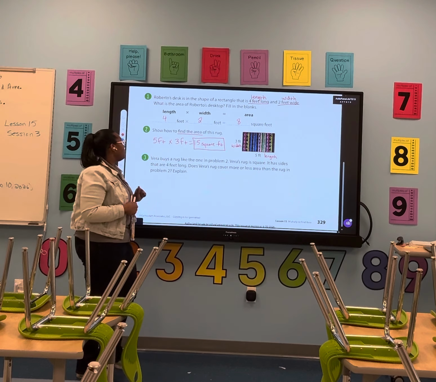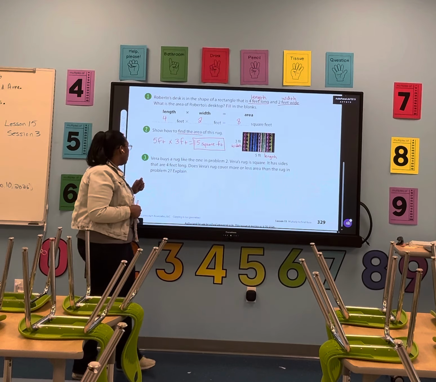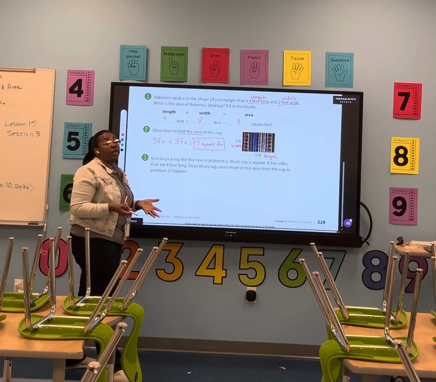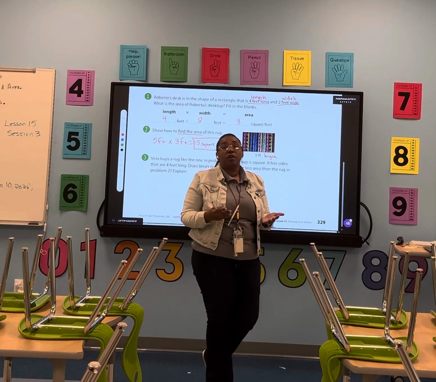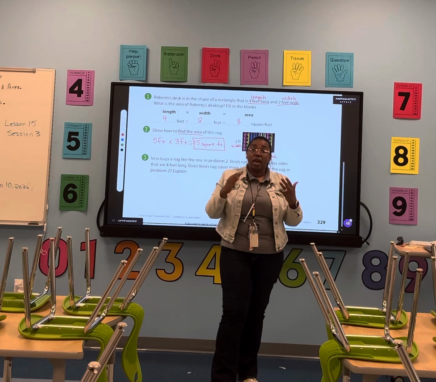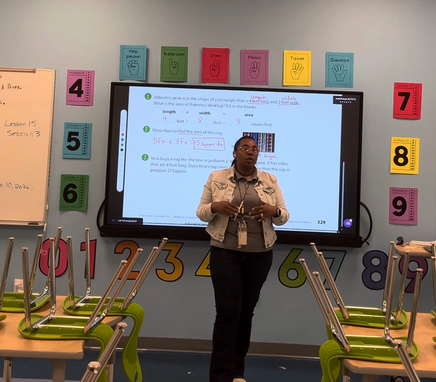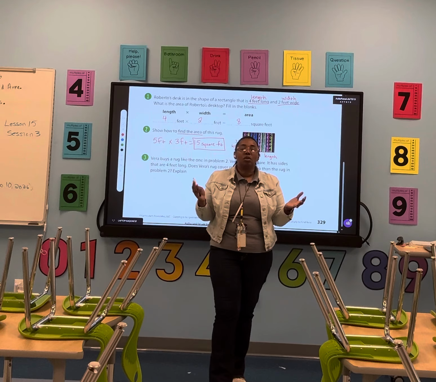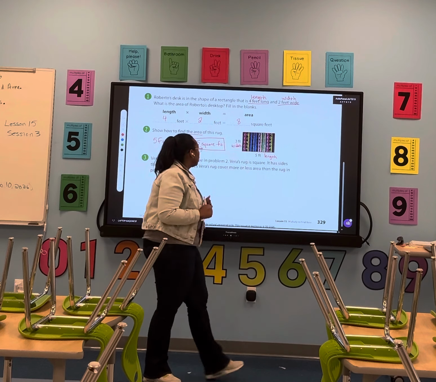Does Vera's rug cover more or less area than the rug in problem 2? Well, before we can answer that question of whether it covers more or less, the first thing we have to do is figure out what is the area that Vera's rug covers. And how do we do that? Let's draw a model, because it's easier when we can draw things out and see it. It makes it a little clearer when we do that.